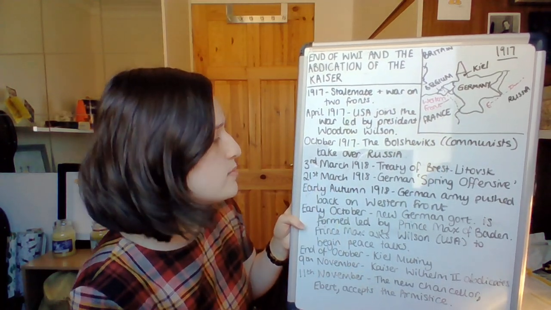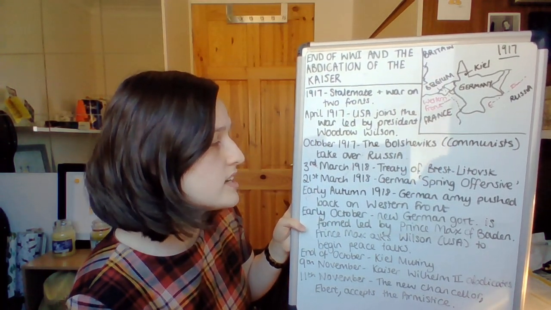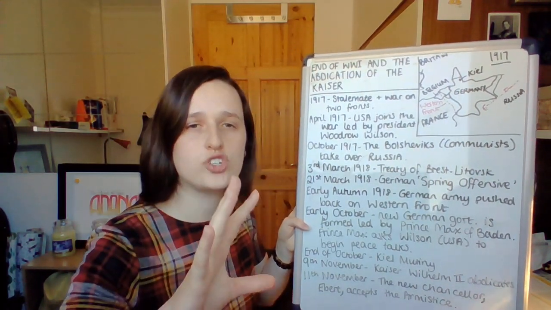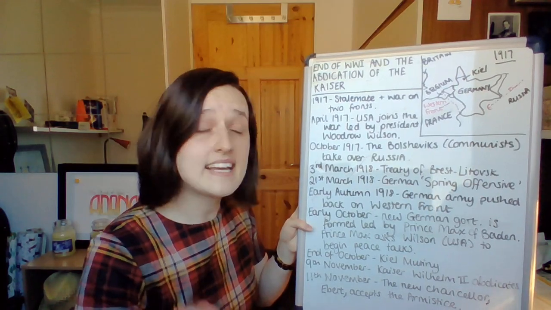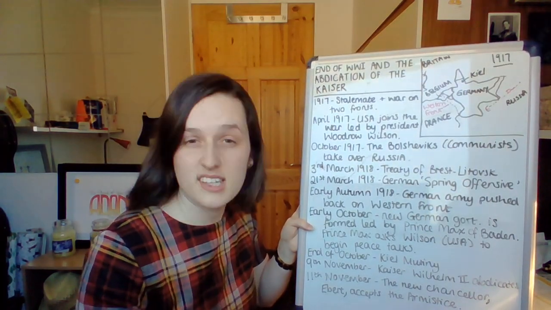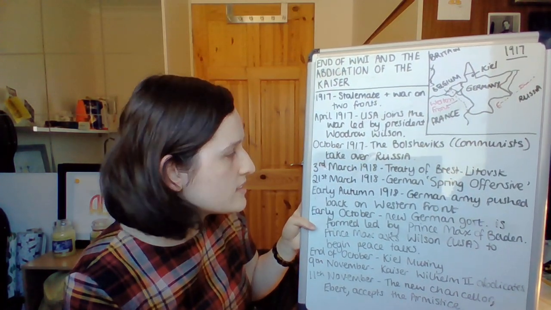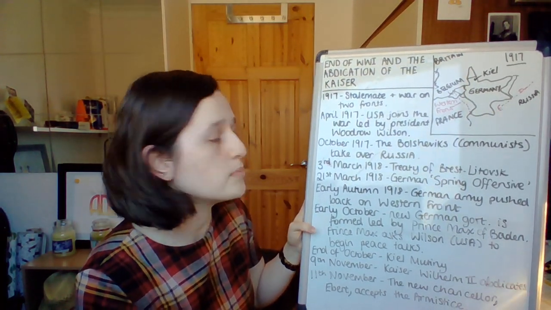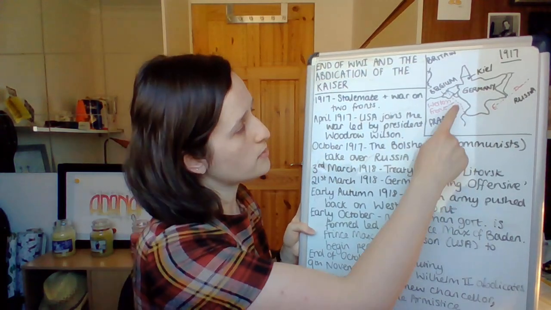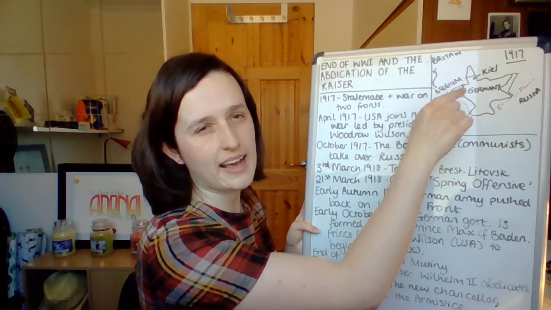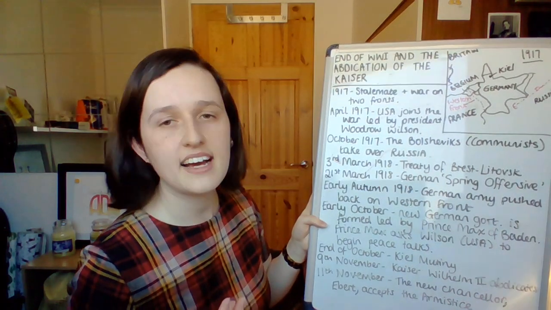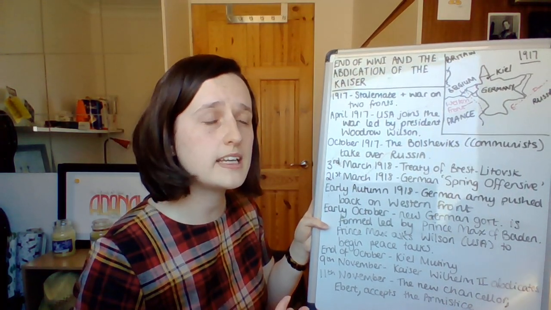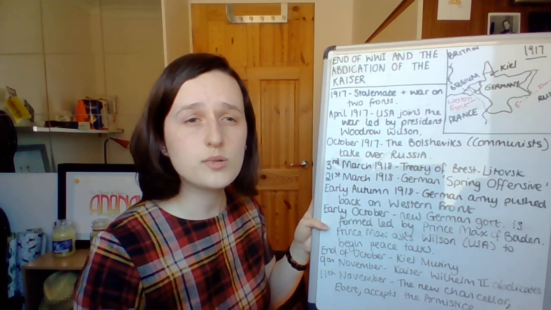Then on the 21st of March 1918, Germany decide to launch their spring offensive. It's their big push to try and take back land in France. It's fairly successful, actually, to begin with, but by the time we get to early autumn 1918, the German army has been pushed back on the Western Front. They've been pushed back out of France and into Germany, and they're now struggling. At this point, it starts to become obvious that Germany is most likely not going to win the war.